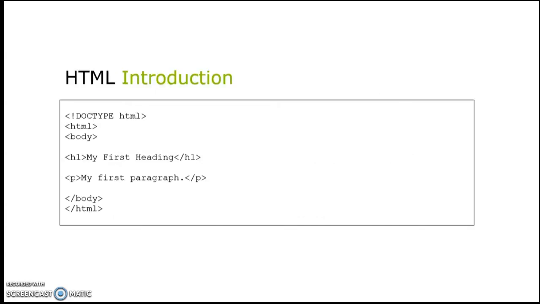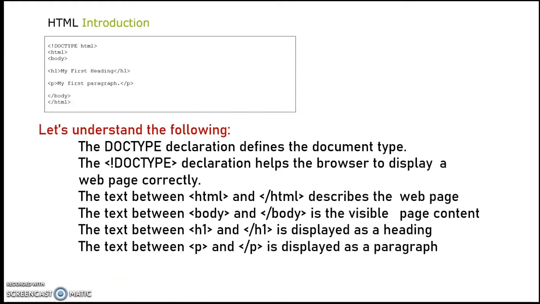So, this is an example of HTML, basic structure. So, let's understand the following declaration or the following codes or commands. So, first line, we have the doc type declaration that defines the document type. The doc type declaration helps the browser to display web page correctly.